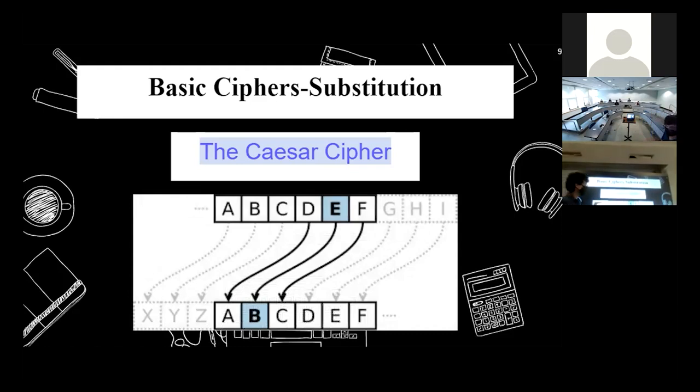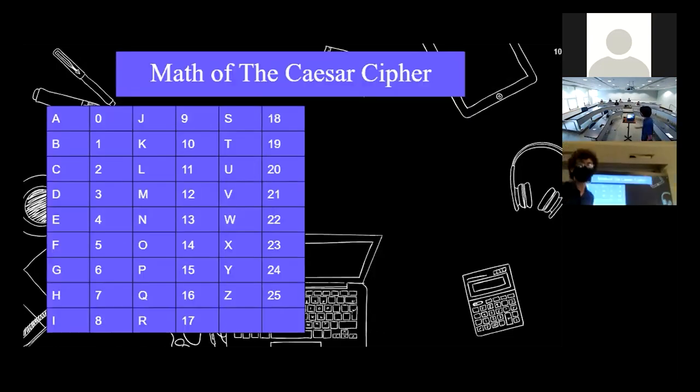You have your original set of inputs, the alphabet, and the entire alphabet is shifted. So in this example, it's shifted by 3 spaces. E goes to B, D goes to A, C goes to Z. You're substituting in letters. And there is some math behind this.